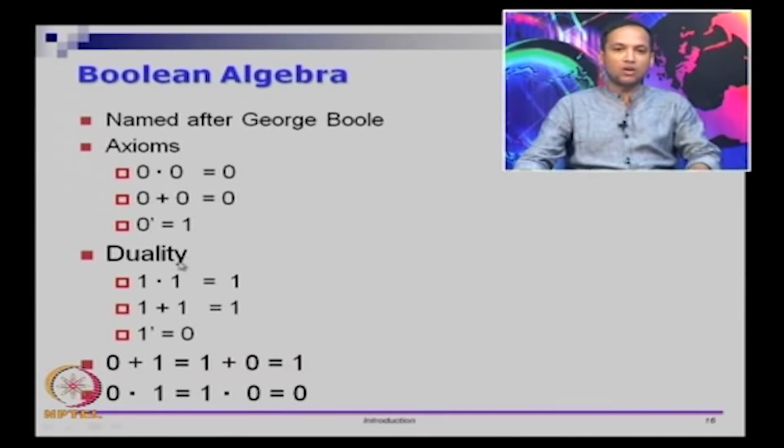You can get what are called duals of these axioms by changing the zeros here to ones and ones here to zeros. You take these three axioms, wherever you see a 0 put a 1, wherever you see a 1 put a 0.